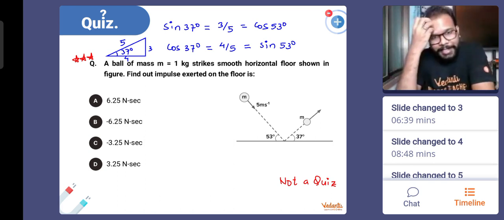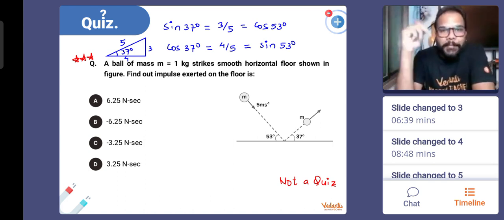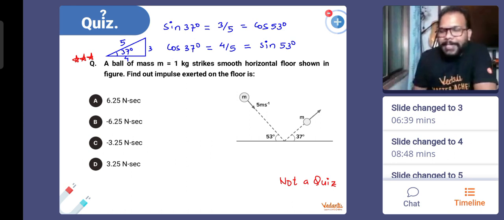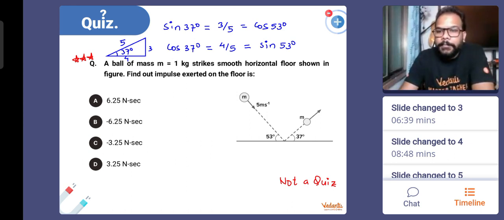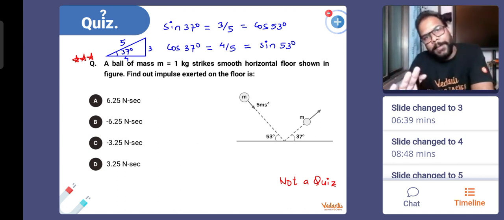See, remember, impulse exerted on the floor means force acting per unit time on the floor. Force acting for that short duration on the floor. Can I say, first of all, the force applied by the ball on the floor will be equal to the force applied by the floor on the ball? Can we say that? The force applied by the ball on the floor and the force applied by the floor on the ball are an action-reaction pair.